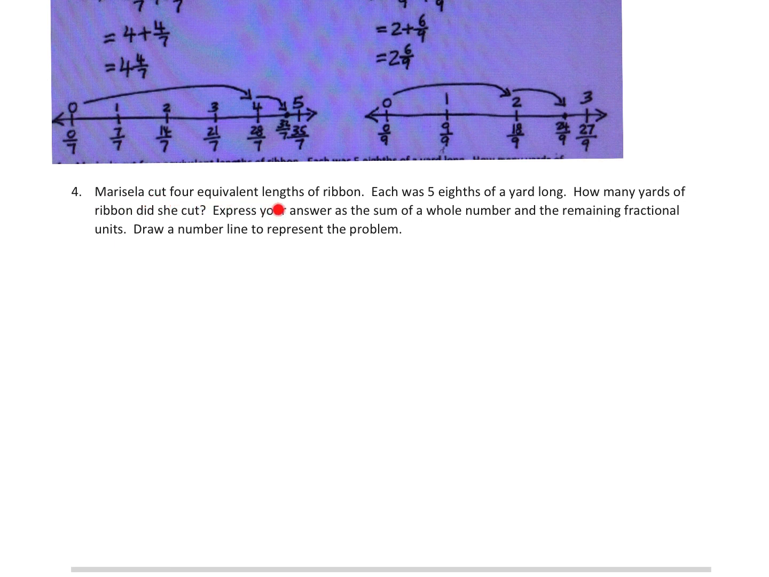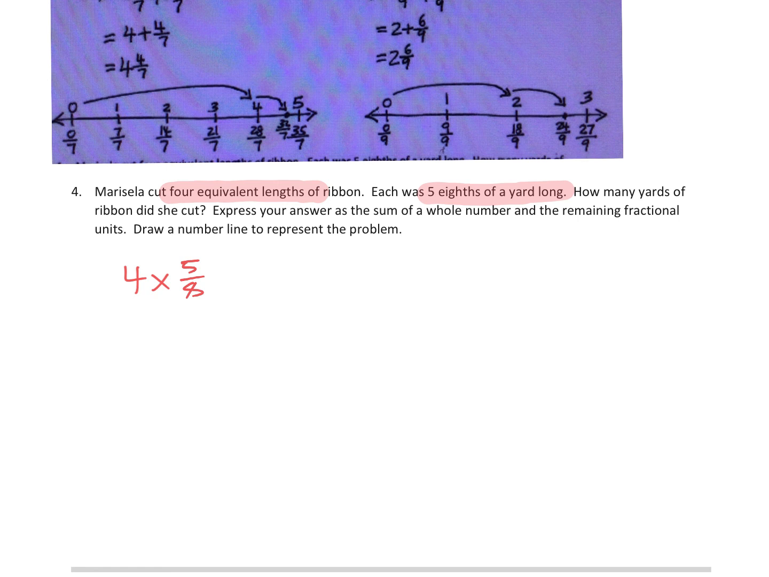Maricela cut 4 equivalent lengths of ribbon. So I know, and then let's keep reading first. Each was 5/8 of a yard long. So I got 4 equivalent lengths. If I've got 4 of the same thing, that means I can multiply. So I've got 4 times what? Each was 5/8 of a yard long. So we have 4 times 5/8. How many yards of ribbon did she cut? Okay, so that's all I'm going to do.